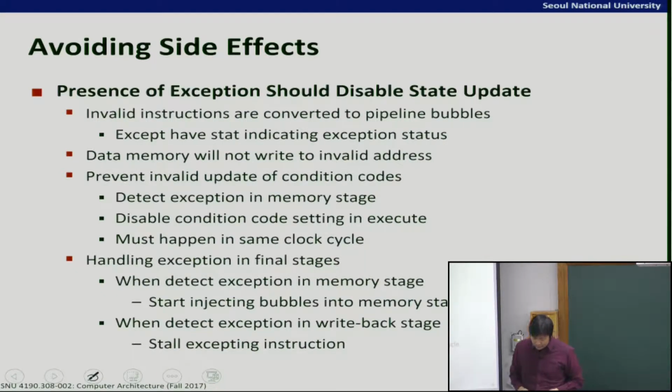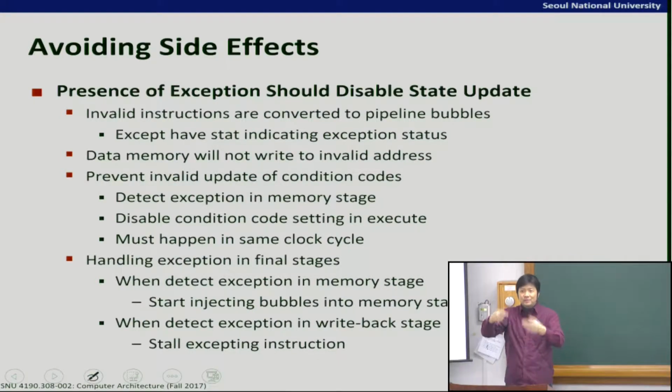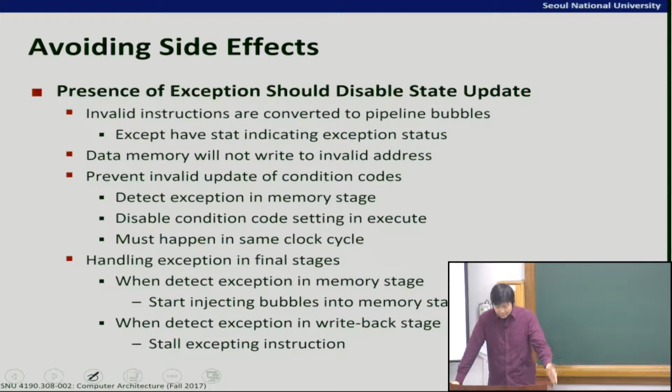When an exception is detected in the memory stage, we have to start injecting bubbles, because the pipeline will stall. Once the excepting instruction reaches the write-back stage, it stays there forever, a halt. And the memory stage will keep injecting bubbles, just keeping a no operation in the memory stage. So that's basically our design for avoiding side effects from these exceptions.